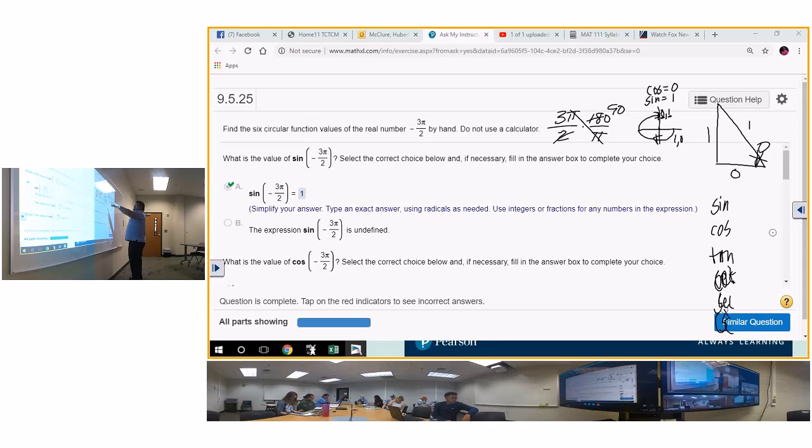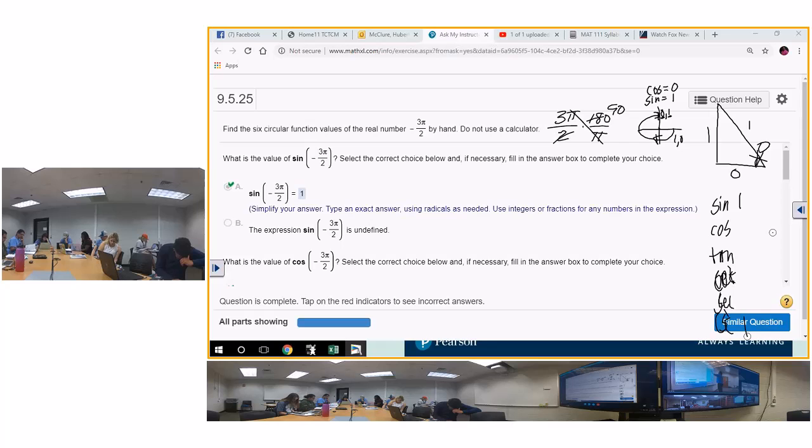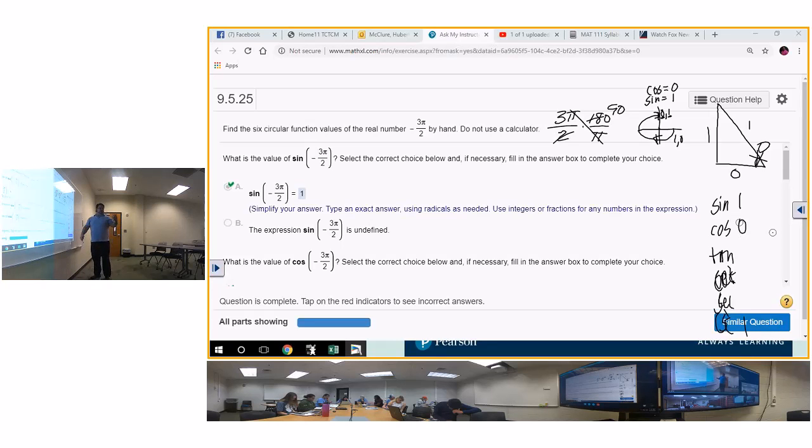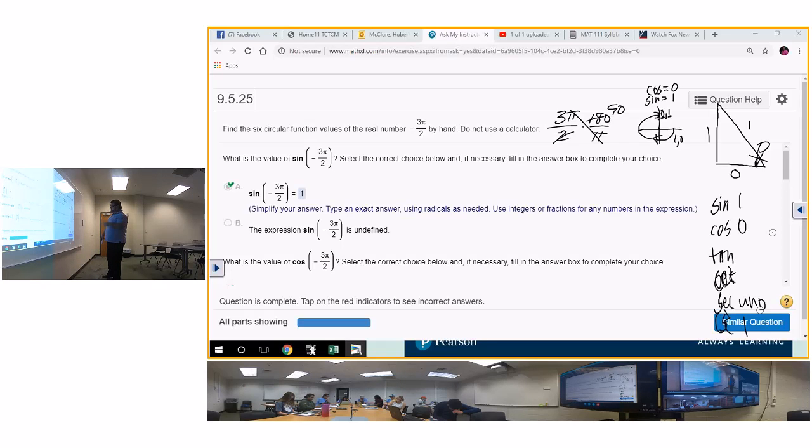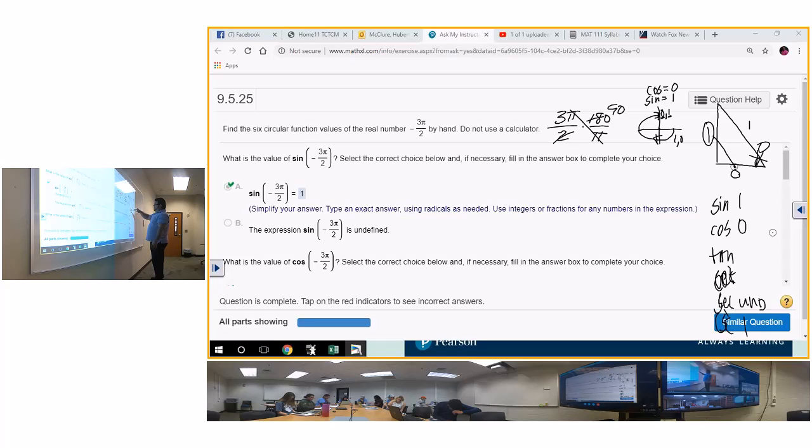Now we found the sine. The sine is 1. So therefore, what's the cosecant? 1. The cosine is 0. So what is the reciprocal of cosine, or 0? Undefined. Tangent. Divided by 0 should be what? Undefined. That's what it should be.